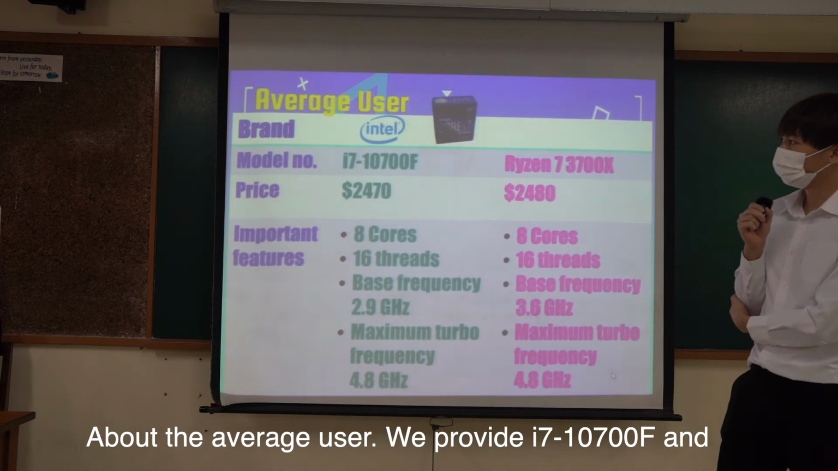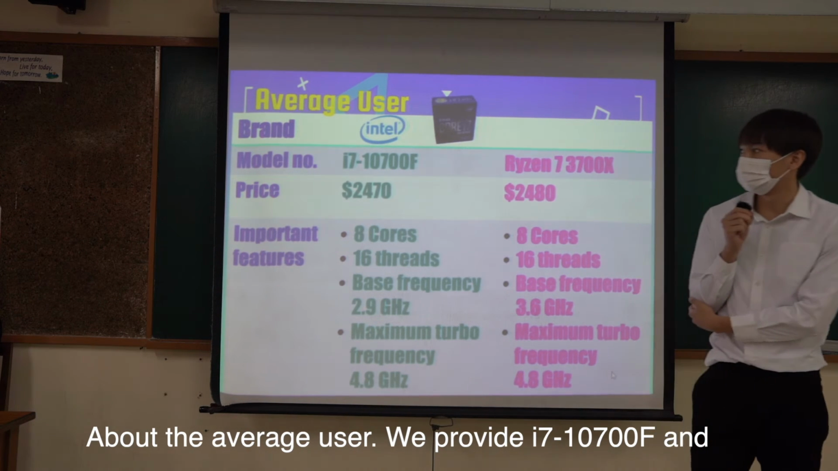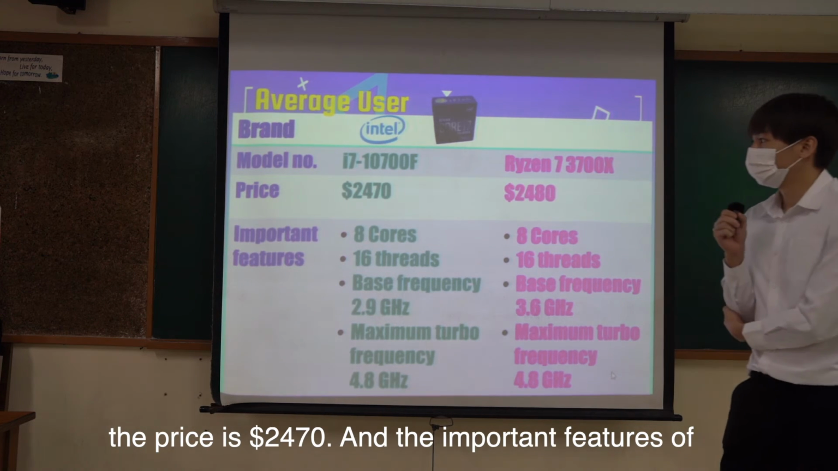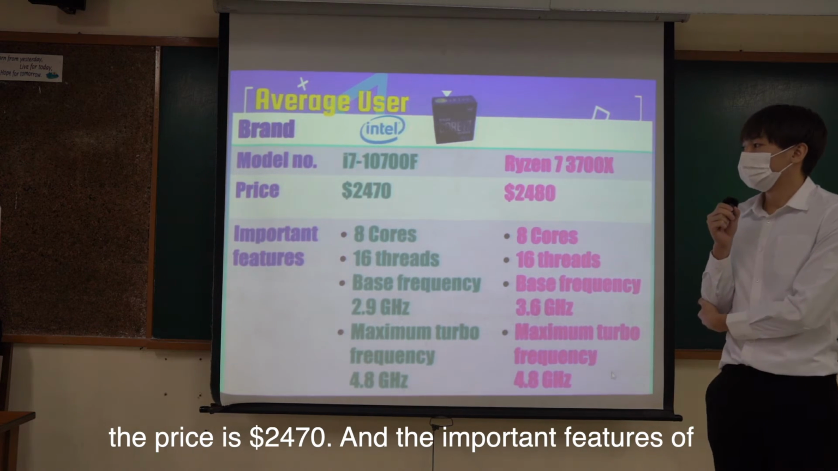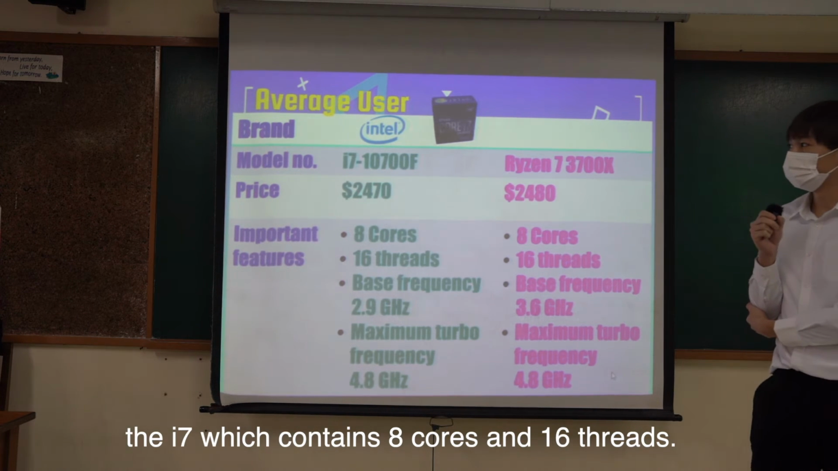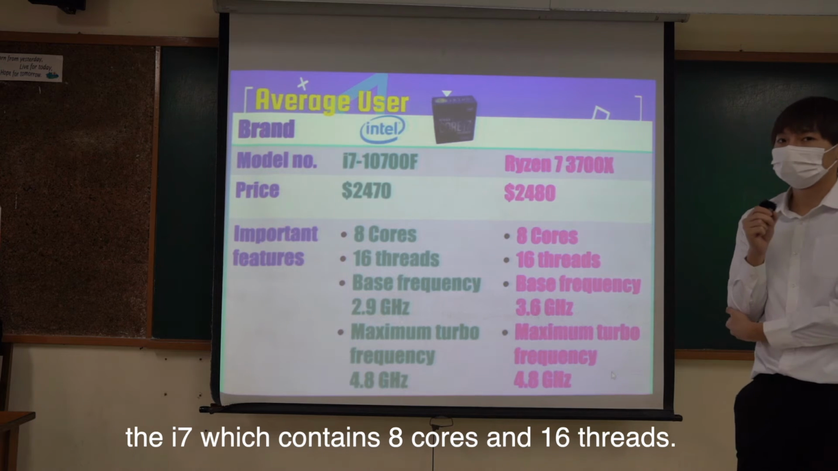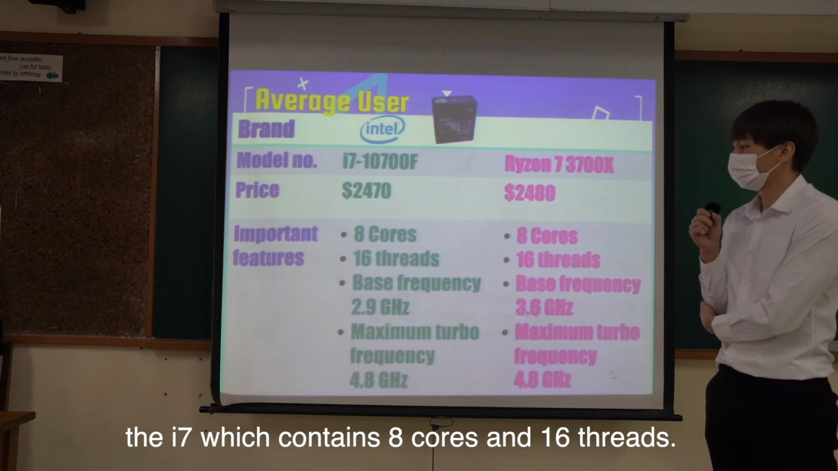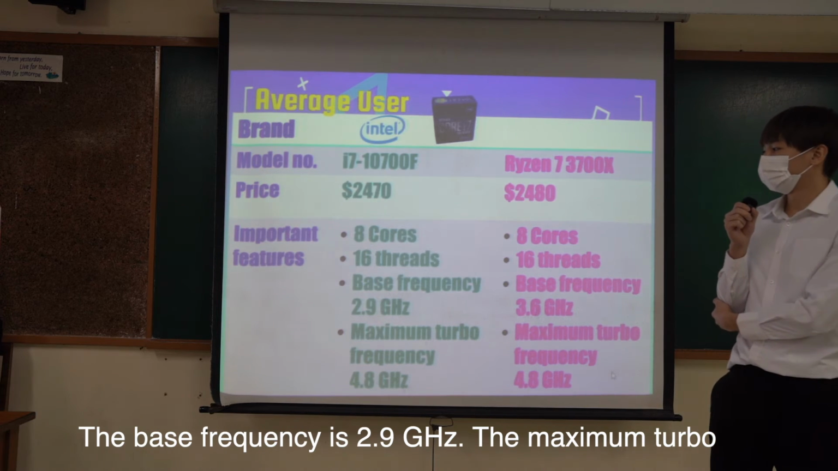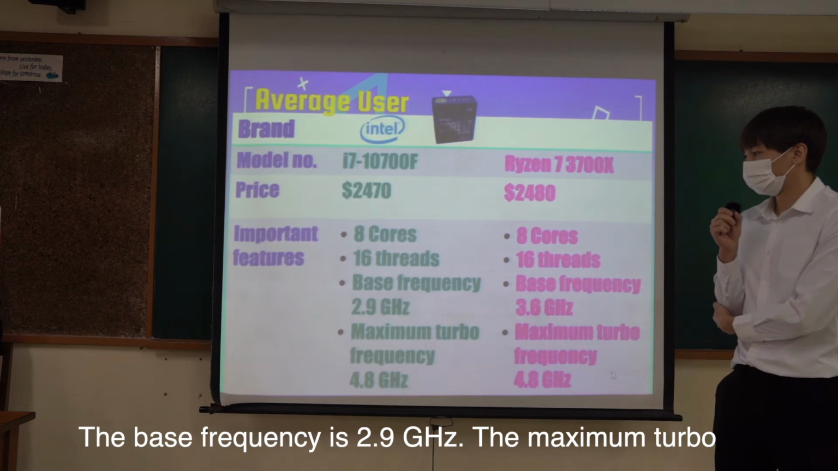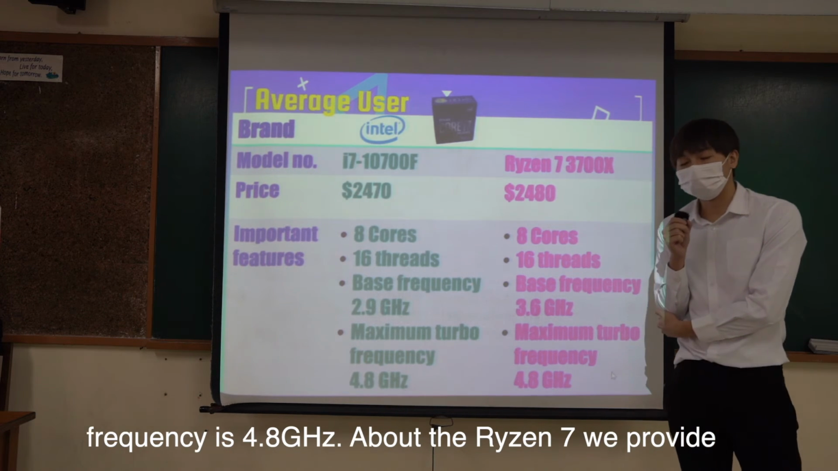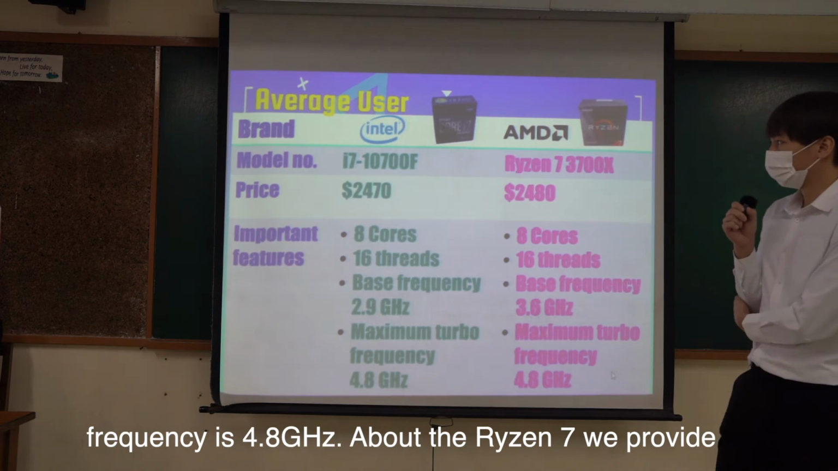About the enthusiast user, we provide the i7-10700F, and the price is 2,470. The important features of the i7 are 8 cores and 16 threads, and the basic frequency is 2.9 GHz, and the maximum turbo frequency is 4.8 GHz.